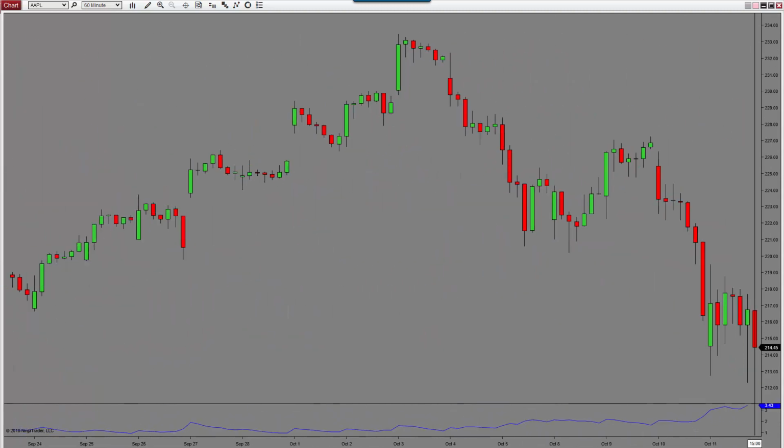Now, if you want more trades, you can change the time frames that you're looking at.